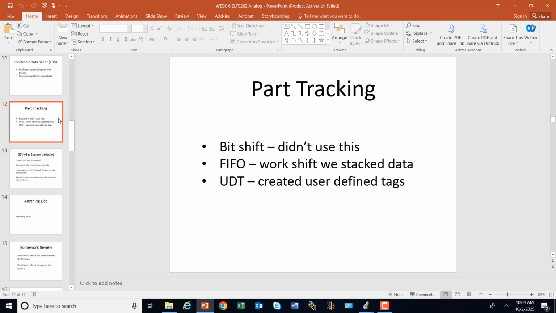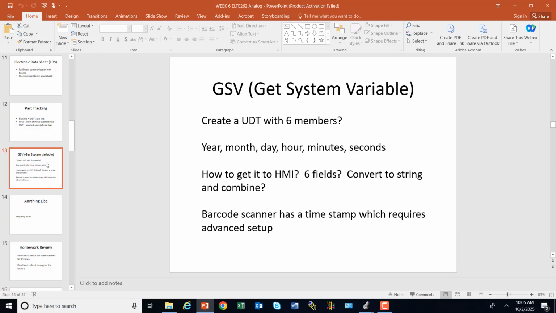We did talk about part tracking. We didn't use BitShift. We did a lot of that before. We were just messing with some FIFOs, collecting user-defined tags. We went over user-defined tags. I think everybody sees the value of a user-defined tag. I'll talk about getting a system variable later with that. But the user-defined tag is where we kind of boxed up a string or a bool or a DINT. We could put it all into a user-defined tag. And then we could even stack that user-defined tag up in a FIFO as we collected data and then load it and unload it.